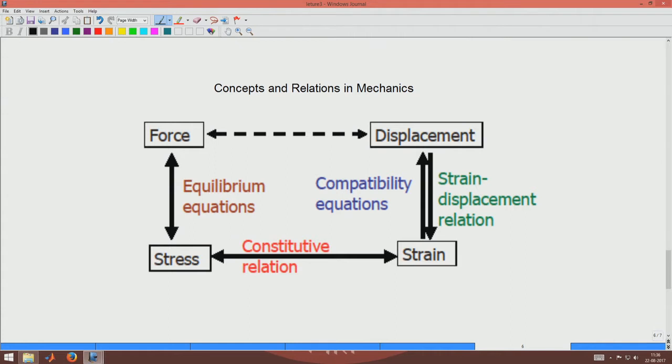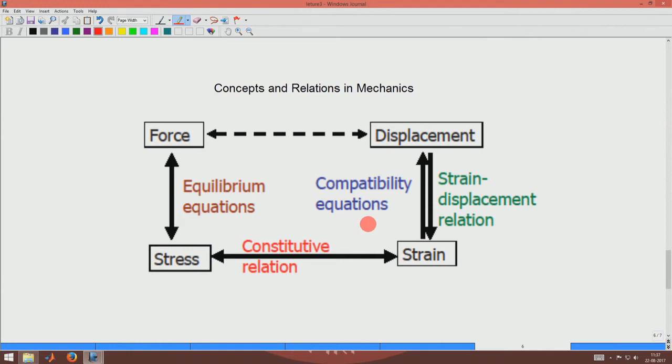In the first lecture we saw that there are 4 concepts in mechanics, which are force, displacement, stress and strain. And then we saw that there are 4 relations connecting these concepts. Displacement and strain are connected through the strain displacement relationship, stress and strain are related through the constitutive relation, stress and force are related through the equilibrium equations, and strain and displacement are related through the compatibility conditions.